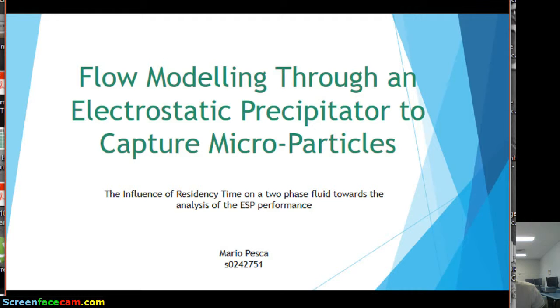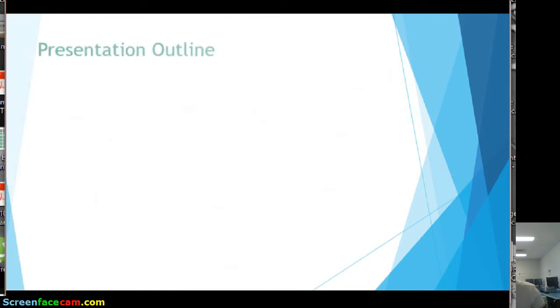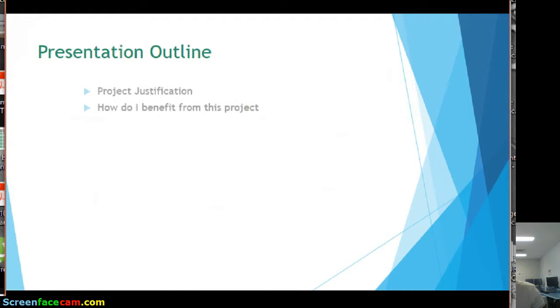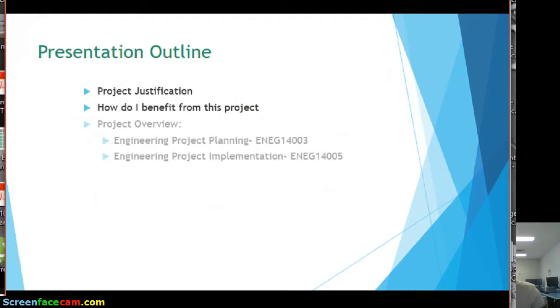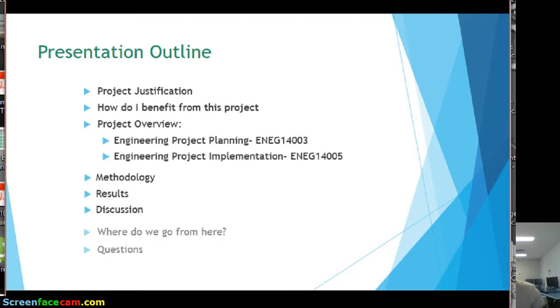First, I would like to give you a little bit of an idea of where this presentation is going. First, I'll explain why we chose this project and how it fits the engineering box. It'll be followed by some of the overview work carried out during the planning stages and some of the aspects of the implementation. And then I'll briefly explain some of the methodology and the results obtained, followed by some suggestions for future work, and finally there will be time for some questions.